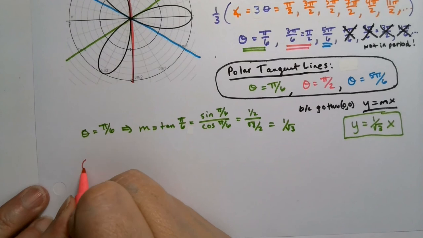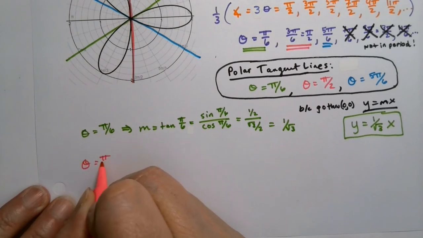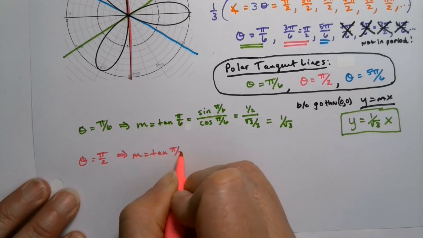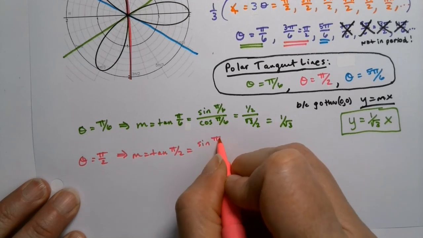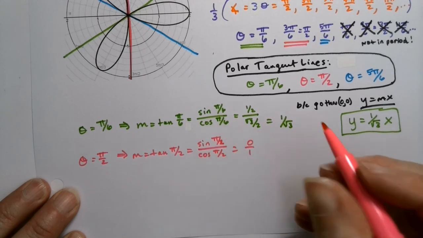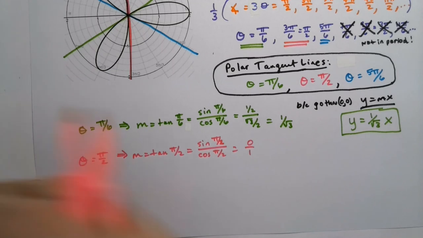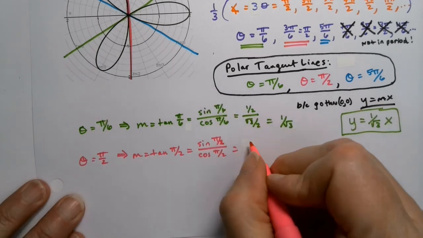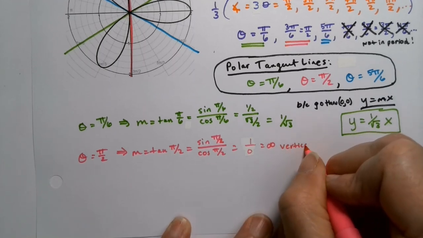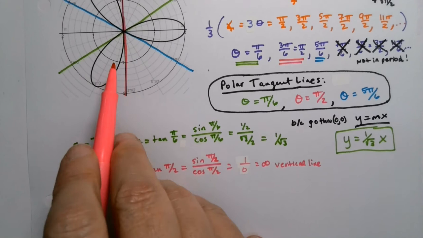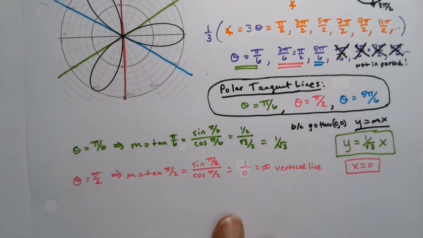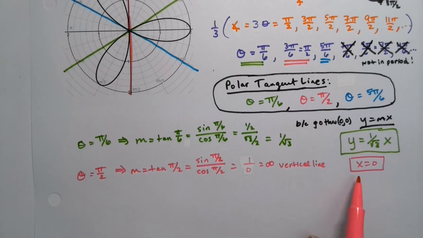So theta equals pi over 2. The slope is the tangent of pi over 2. Tangent is sine over cosine, which is 0 over 1. Oh, no, which is 1 over 0. Oops, my bad. I got all excited. Which is infinity, and you might think, oh, no, but that means that's a vertical line. And we know what vertical lines look like. I mean, look at it. You could have figured this one out without even doing anything. This was x equals 0. We know what vertical lines are. We've known that since Algebra 1.